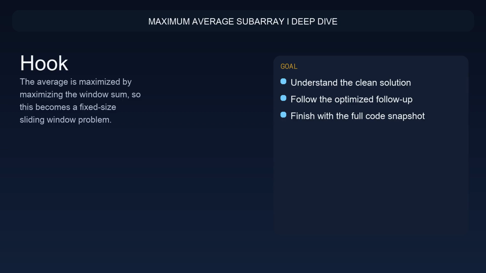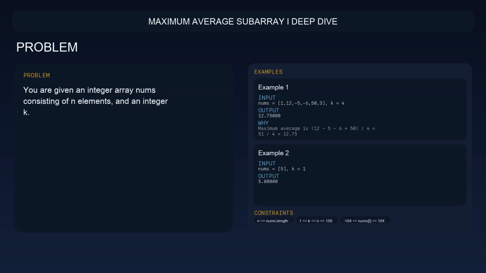Because k is fixed, the best average is exactly the best sum over any window of length k. That turns the problem into a classic fixed-size sliding window. We need the maximum average over all contiguous subarrays of length k. You are given an integer array nums consisting of n elements, and an integer k.